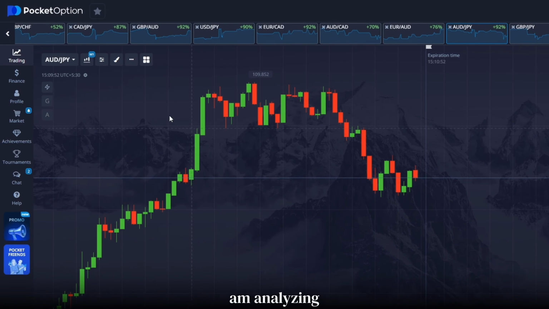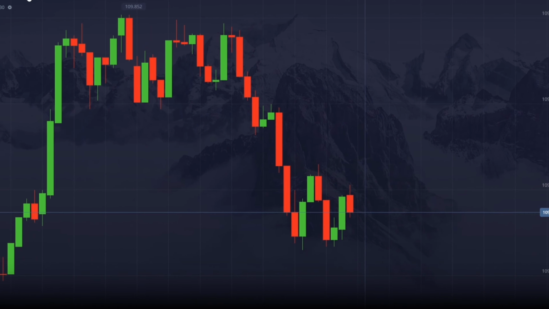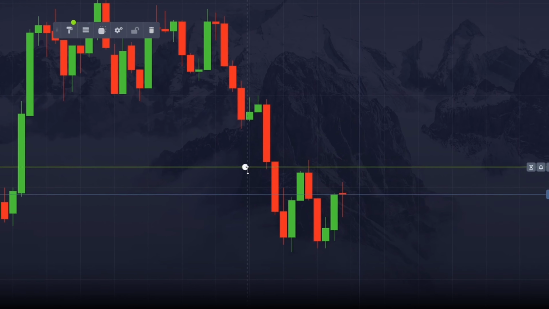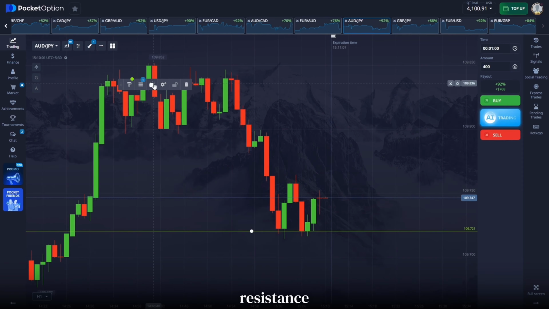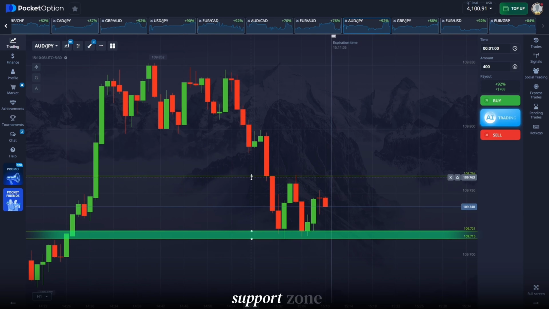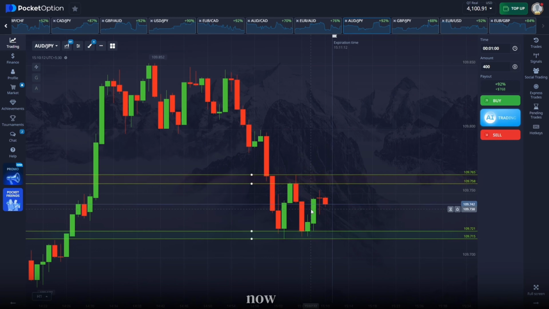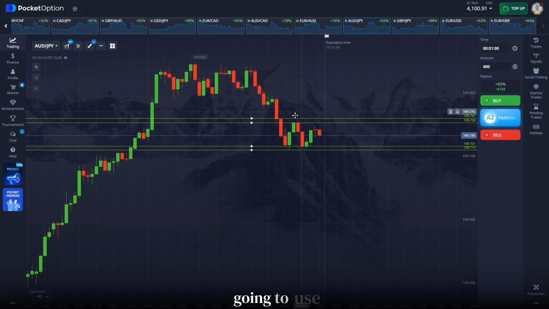Right now I'm analyzing the AUD/JPY chart and I have a trading opportunity here. If you focus, price recently formed a support and resistance zone here and I'm going to use them for a reversal trade. This is the support zone. And we have this resistance zone as well. Now, the strategy that I'm going to use here is very simple.